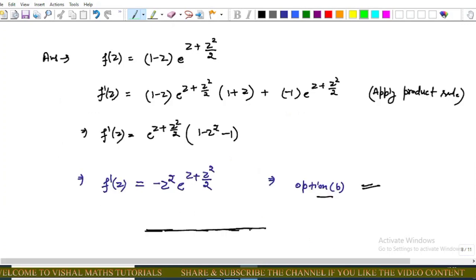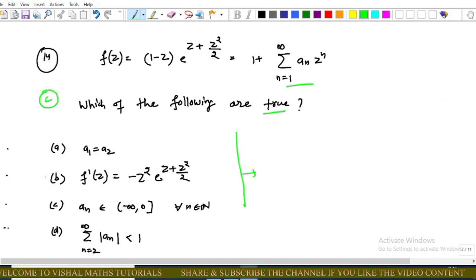Now come to the explanation. As f(z) is equal to (1 minus z) into e power (z plus z square upon 2), now apply the product rule for differentiation. We get f dash z is equal to e power (z plus z square upon 2) into (1 minus z square) minus 1. This minus 1 cancels with plus 1, and we are left with f dash z is equal to minus z square into e power (z plus z square upon 2). So our option B is correct.